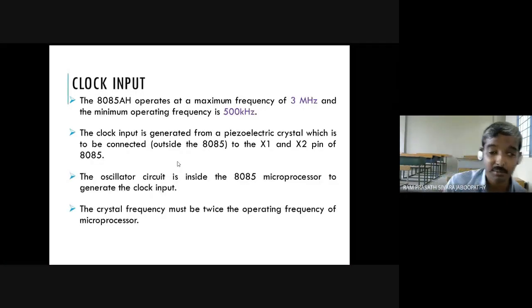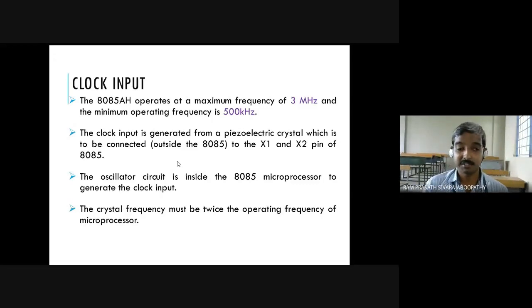Okay, the crystal frequency must be twice the operating frequency of the microprocessor. In other words, the operating frequency of the microprocessor is half the frequency of the crystal. Say for example, if I connect a 6 megahertz crystal externally, at what frequency will my microprocessor operate? Half of 6 megahertz, that means 3 megahertz. Okay, so kindly note it.